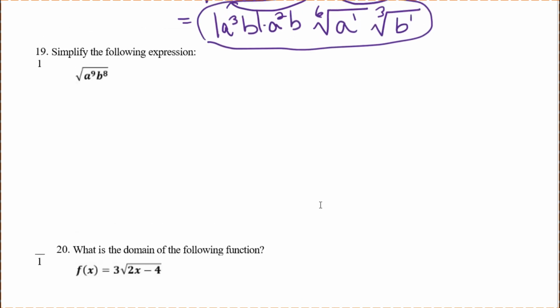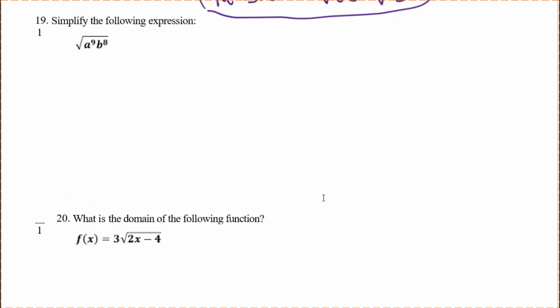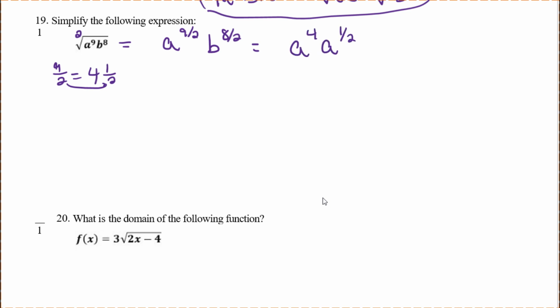All right, number 19. Simplify the following expression. So we have index of 2, power of 9, so a to the power over index, b to the power over index. 9 over 2 is 2 goes into 9 4 times with a remainder of 1 over 2. So we have a to the 4, a to the 1/2. And b to the 8 over 2 is b to the 4.